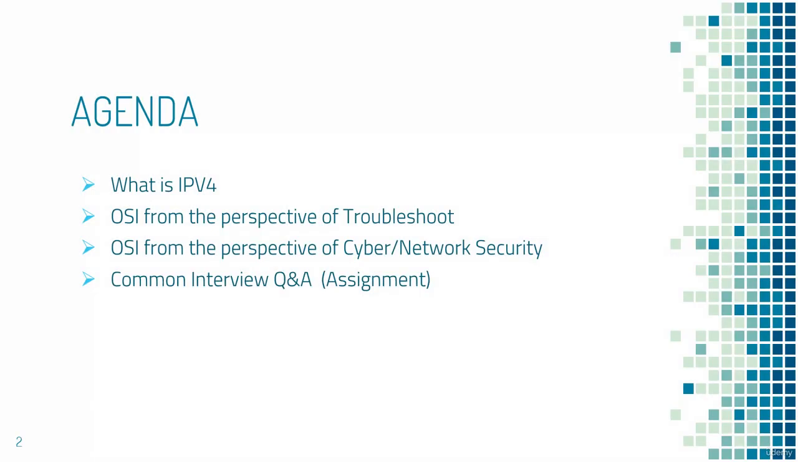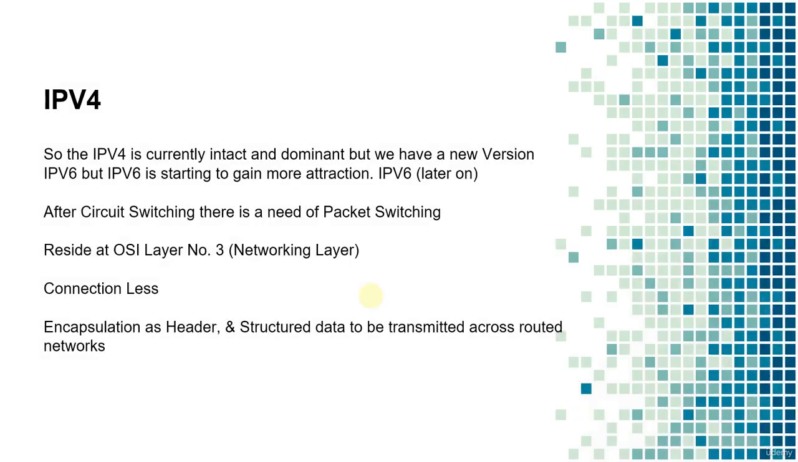So let's head over to the next slide, which is talking about the agenda, and the agenda is very similar to all the previous sessions. We are going to talk about what IPv4 is from the perspective of troubleshooting, then from the perspective of network security, and then in the end we are going to do assignments. So let's go to the next slide, which is talking about the definition of IPv4.